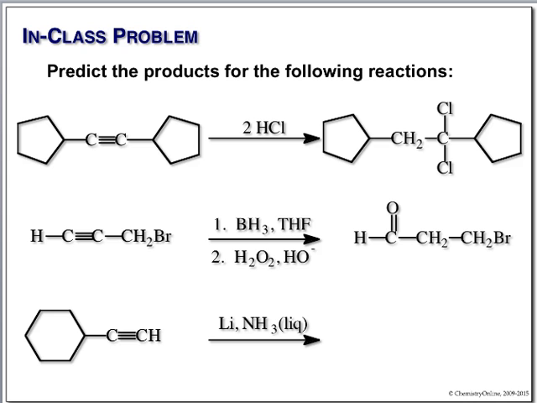Our next one, we are doing reduction. We have lithium in liquid ammonia. We have an alkyne. We're going to do a partial reduction, aren't we? And wind up with an alkene. Now we know, deep in our heart, that this is going to be a trans addition. But since we have a terminal alkyne here, we can't tell. It's simply going to be the appropriate alkene. Any question on these?